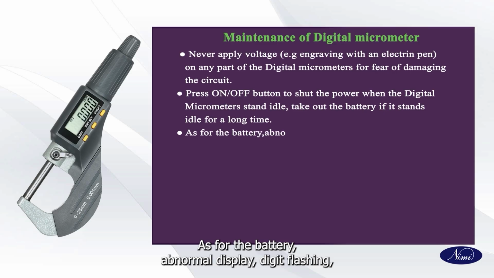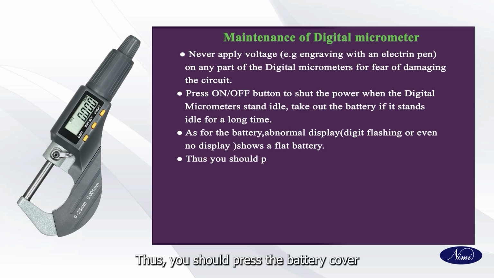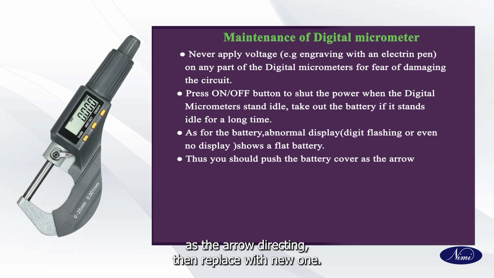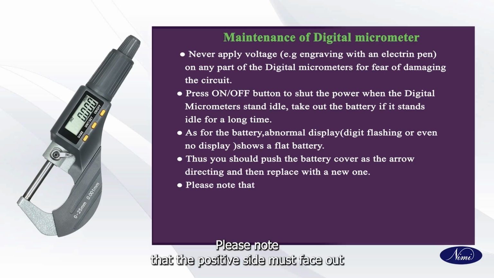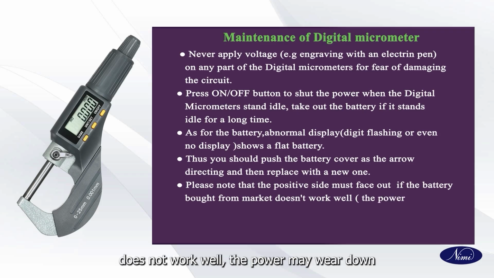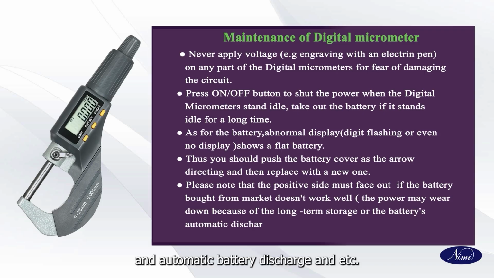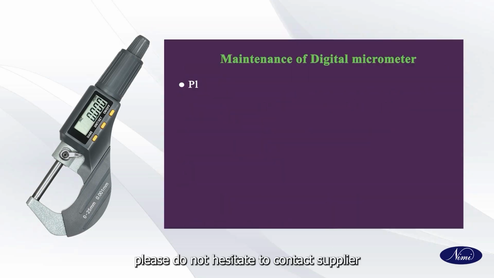As for the battery, abnormal display, digit flashing or even no display shows a flat battery. Thus, you should press the battery cover as the arrow directs, then replace it with a new one. Please note that the positive side must face out. If the battery bought from the market does not work well, the power may have worn down because of long term storage, automatic battery discharge and so on. Please do not hesitate to contact the supplier.